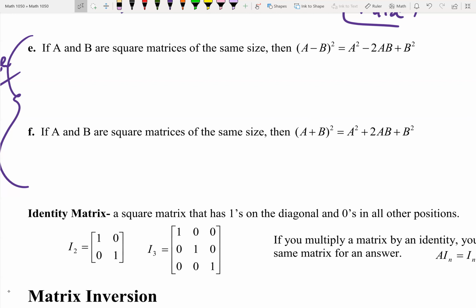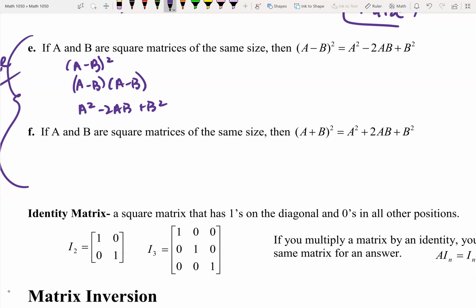Okay, so look right here. These are square matrices. Is it true that A minus B to the second power is A squared minus 2AB plus B squared? Well, in regular math, A minus B squared means A minus B times A minus B, and if you FOIL that out, you get A squared minus 2AB plus B squared. So it works in real math. I didn't know the answer.